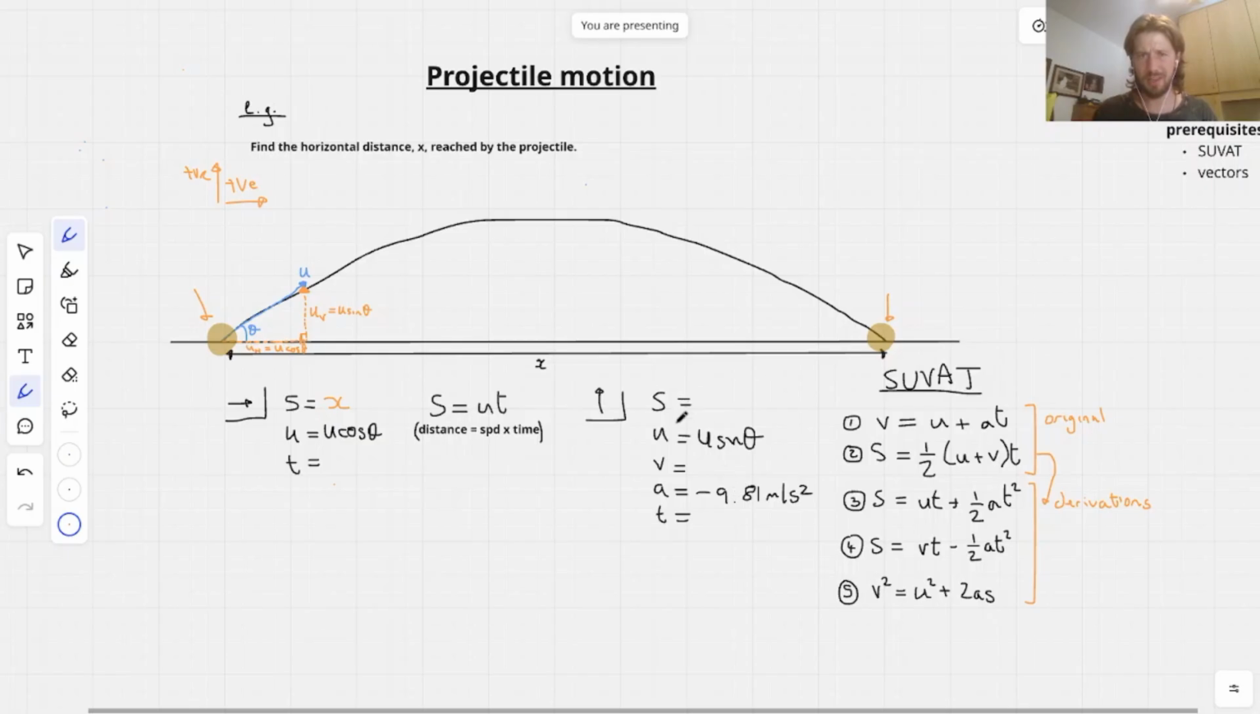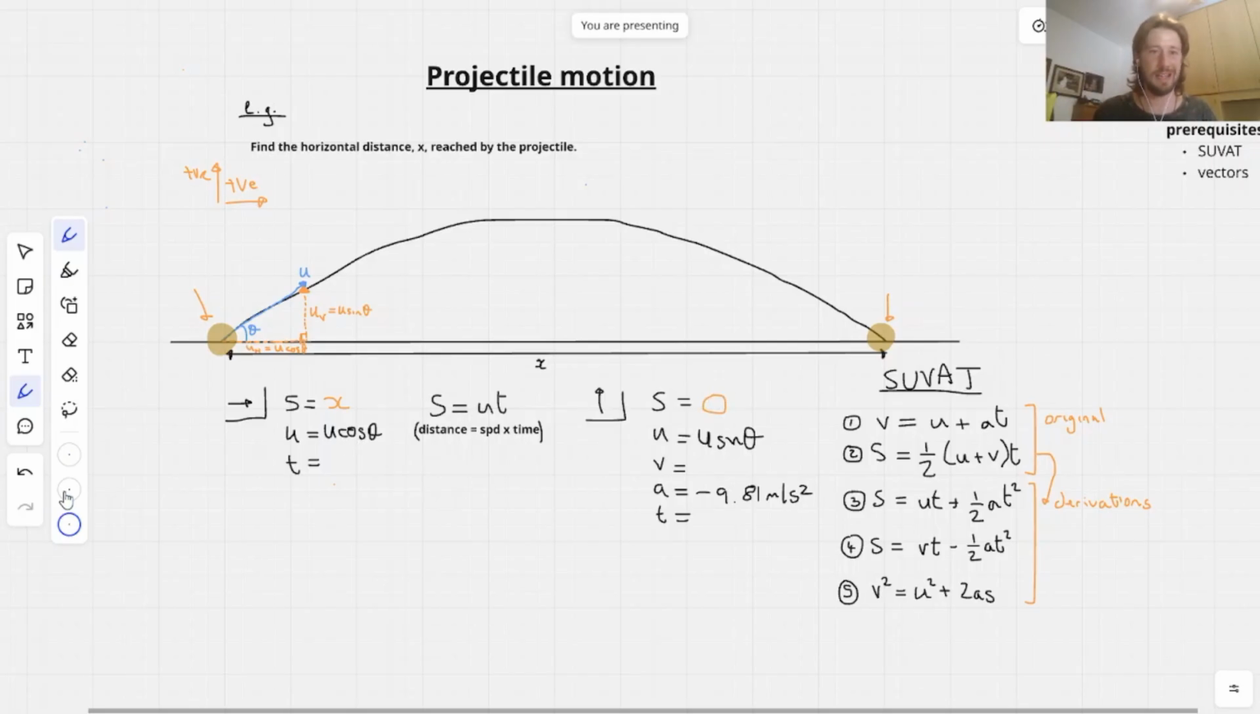Now, do we know anything else about the vertical? Well, we don't know the final velocity, and it says nothing about the time. But the displacement, actually, we do know, because it's gone all the way up here, and then it's come back down to the same vertical height, the starting height. So the vertical displacement is 0. All right?